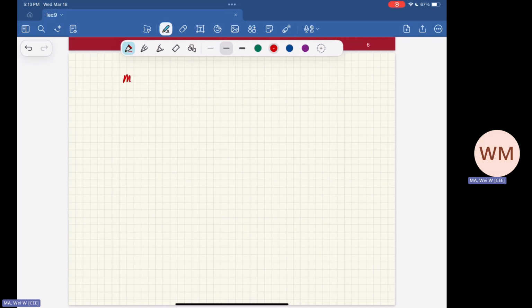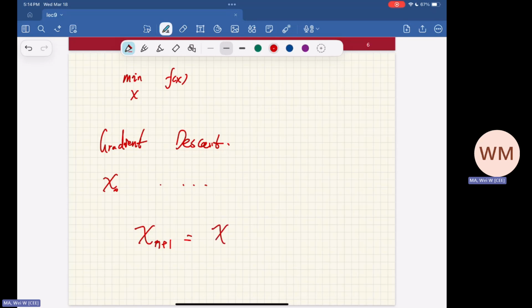Given an optimization problem like this, we want to find x such that f(x) is the smallest. There is a universally good approach, which we call gradient descent. The idea is very straightforward: you give me an x0, and I keep iterating. The iteration principle is as follows: x minus alpha times partial f partial x.